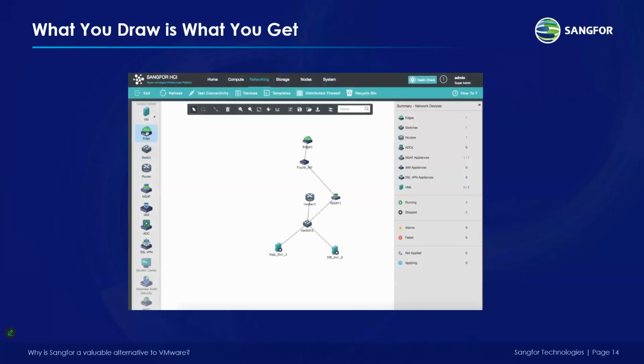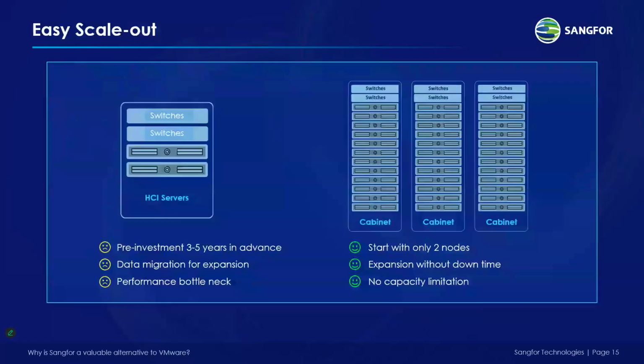And then moving on, of course, we can start the cluster with only 2 nodes, right? Of course, a traditional data center has several bottlenecks, right? Pre-investment 3 to 5 years in advance, which requires significant upfront investment. And then data migration for expansion. So expanding capacity often involves complex data migration processes. Then performance bottleneck, limited by hardware, limited by three-tier infrastructure, limited by architecture constraints, and all of those things.